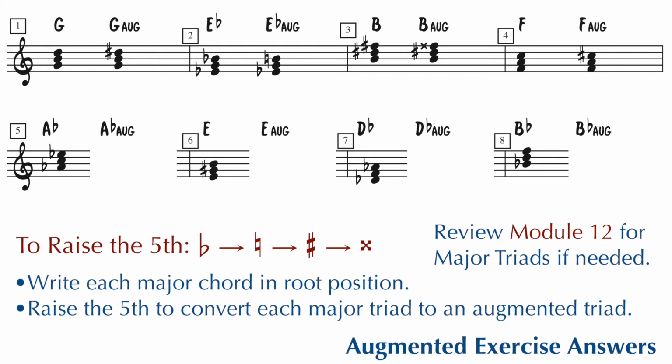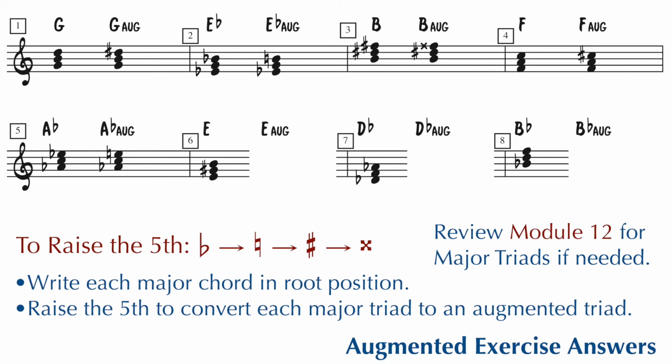Number 5, A flat major is spelled A flat, C, E flat. To change A flat major to A flat augmented, we raise the fifth of the chord, that E flat, by turning it into an E natural, and A flat augmented is spelled A flat, C, E.